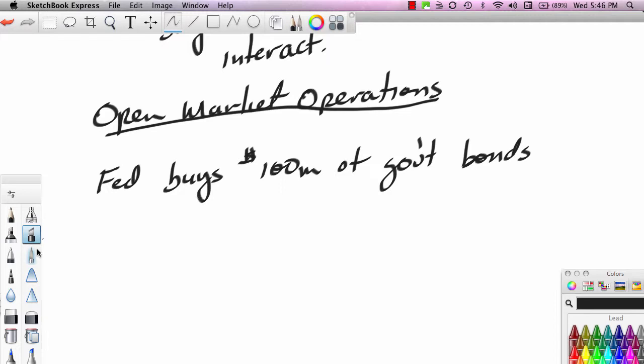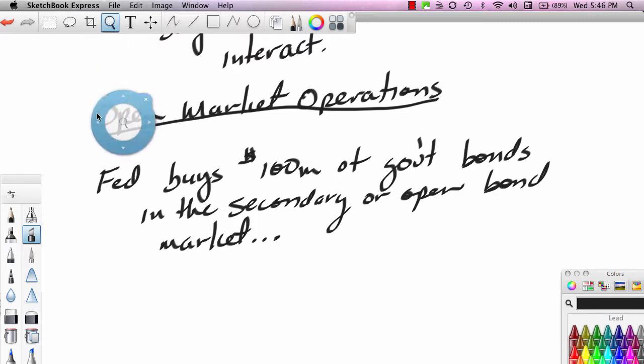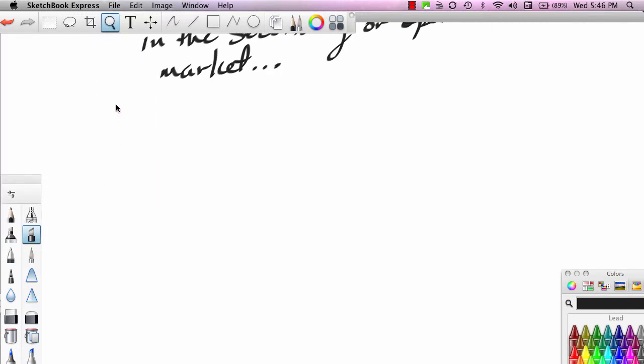So the Fed buys $100 million of U.S. government bonds. Where? In the secondary or open bond market. Now you say to yourself, why would the Fed do that? How is that going to move the potential money supply out? What does that have to do with monetary policy?